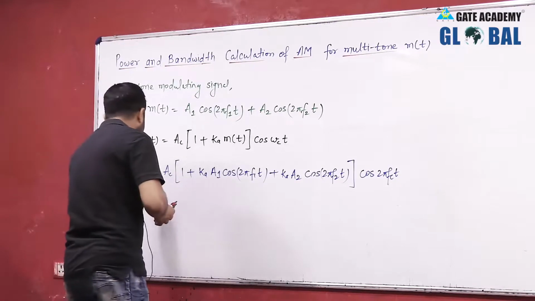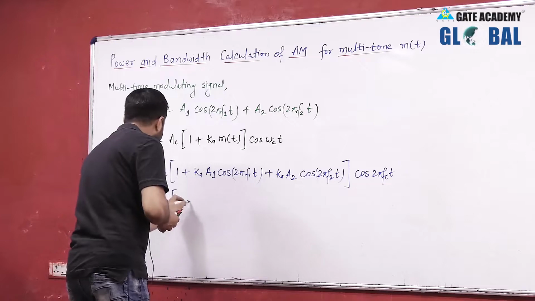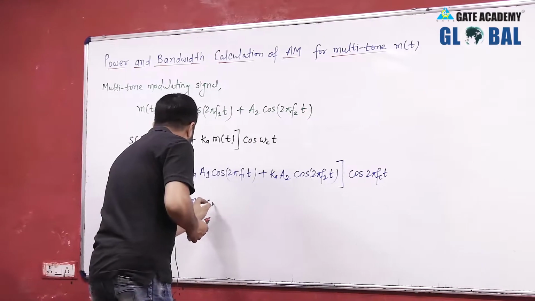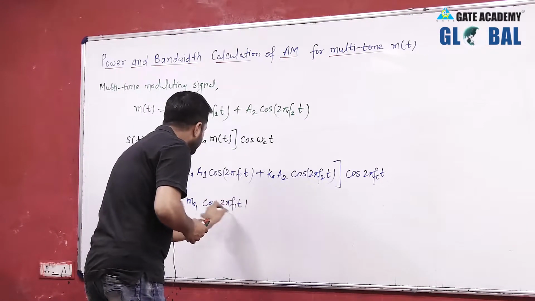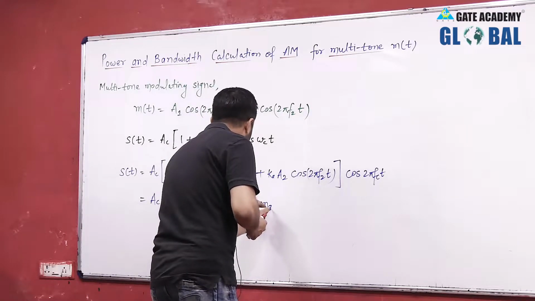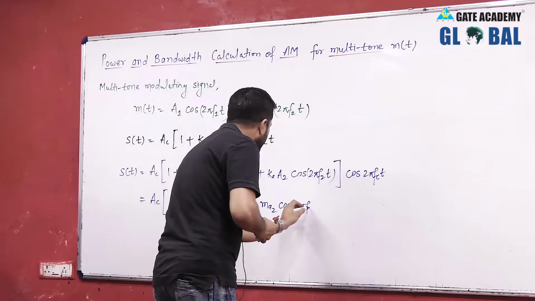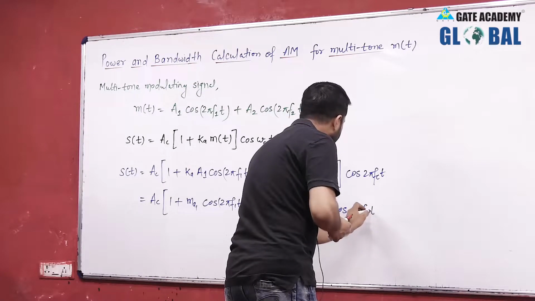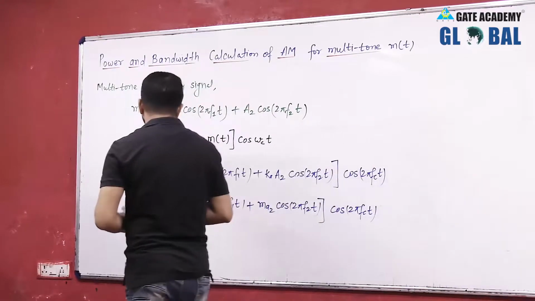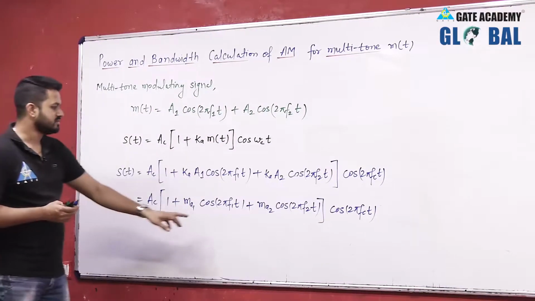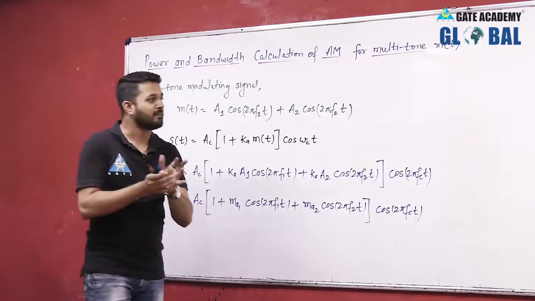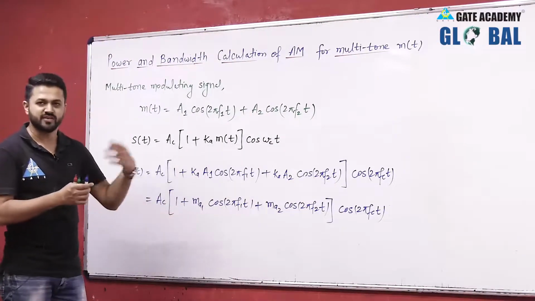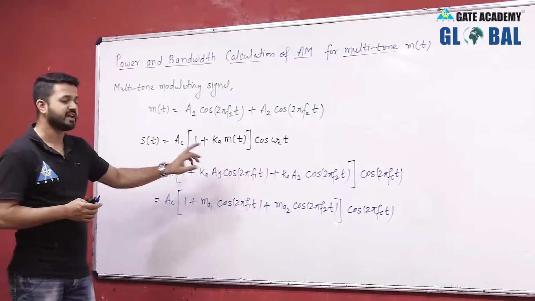So this k into A1 is the modulation index corresponding to frequency f1. So s(t) equals Ac [1 + Ma1 cos 2 pi f1t + Ma2 cos 2 pi f2t] into cos 2 pi fc t. So we know that if the amplitude modulator block is constant, then its amplitude sensitivity will remain the same. If we change the message signal, the k will remain the same.